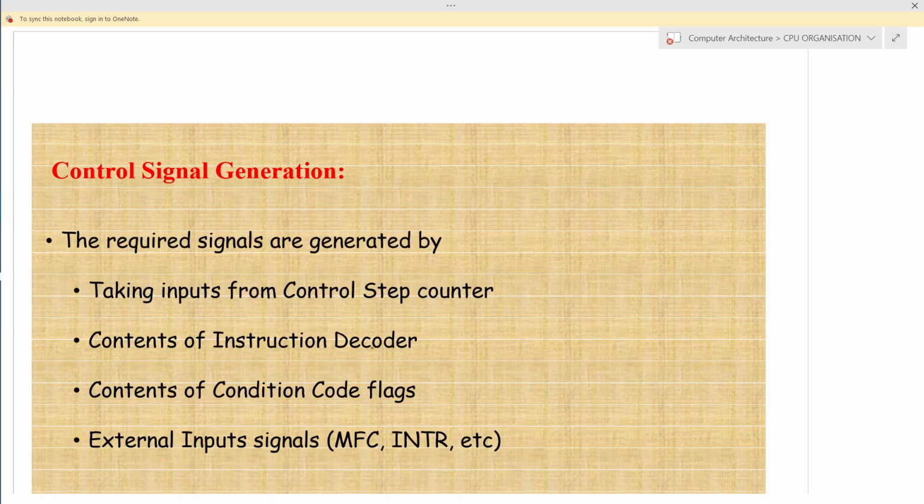Already we discussed that the step counter is required because we have to count the number of control steps required for a particular instruction. And the relationship is that if n is the maximum number of control steps required for a particular instruction, then the number of bits required for the counter will be k, and k is nothing but log n. If n is 8, the value of k will be 3. For 9, the value of k will be 4.